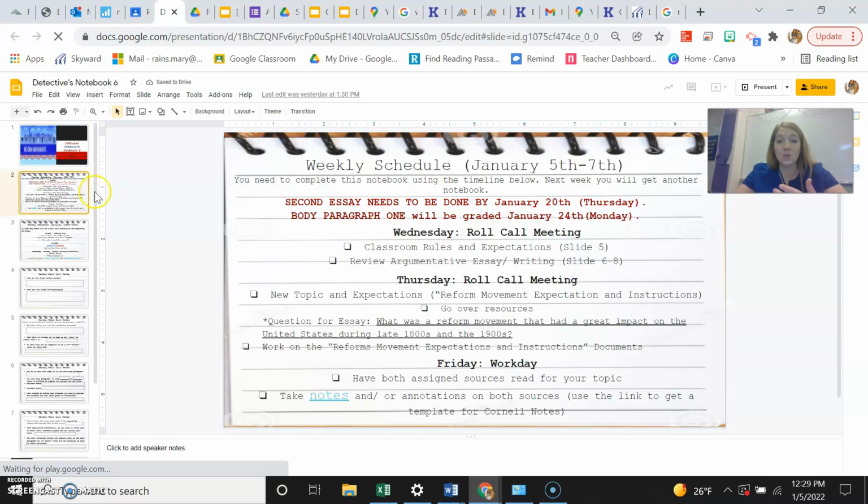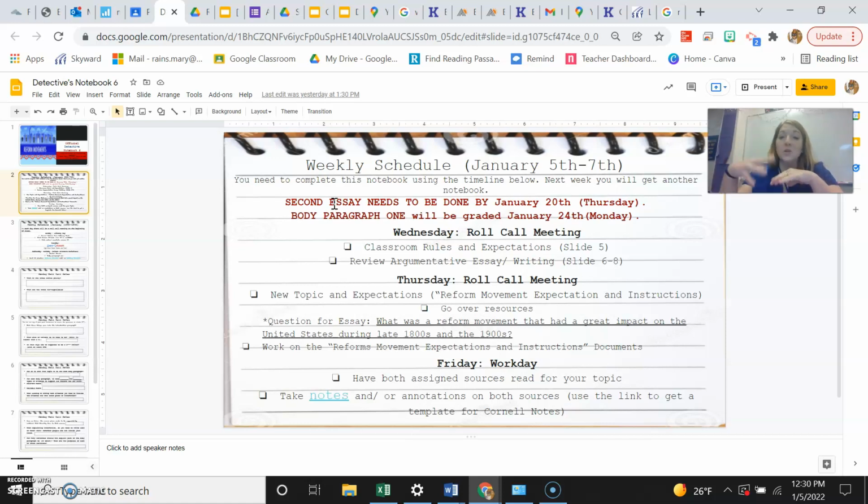Looking at the schedule, I've included dates that things are going to be due, and so you're going to actually have the second essay submitted to me by January 20th, and then we're going to do some editing and things like that. So that's that Thursday, the January 20th, and then the body paragraph 1, or a body paragraph, is what is going to be graded, and I'm going to grade that following Monday.